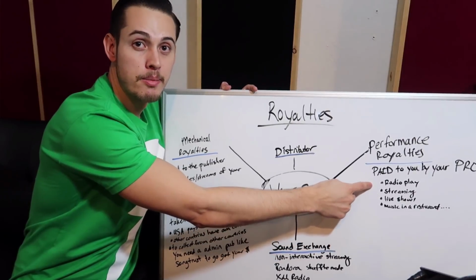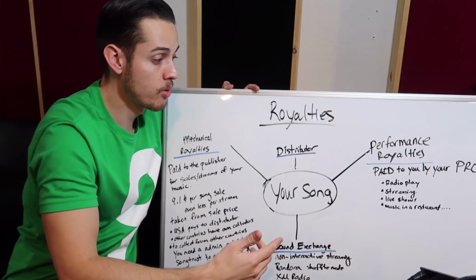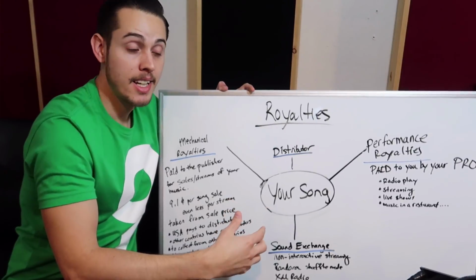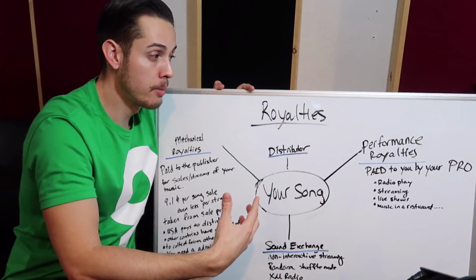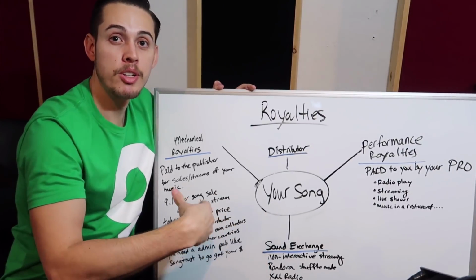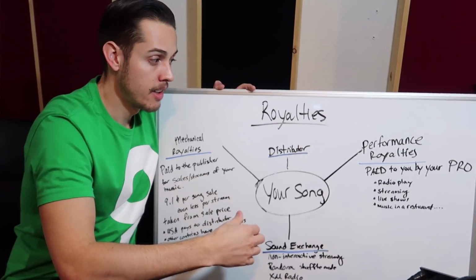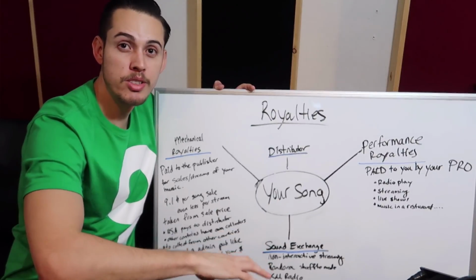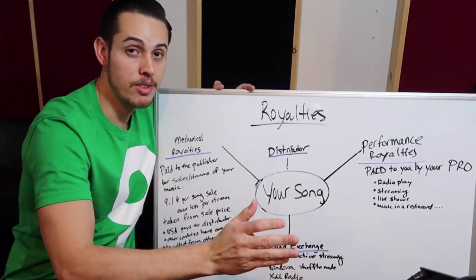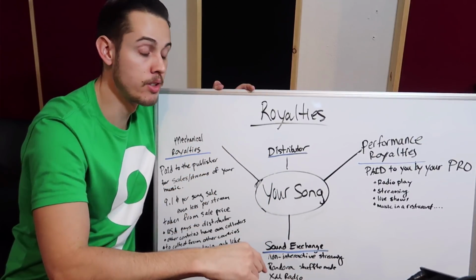Because this is a performance royalty, the only way to collect it is to go through your performance rights organization. Like I said, I'm with BMI, and if you want to go with ASCAP, that's fine. You could choose whichever one you want. But once you sign up with one, you're stuck with them. You can't sign up with both of them. It's just one that you choose.